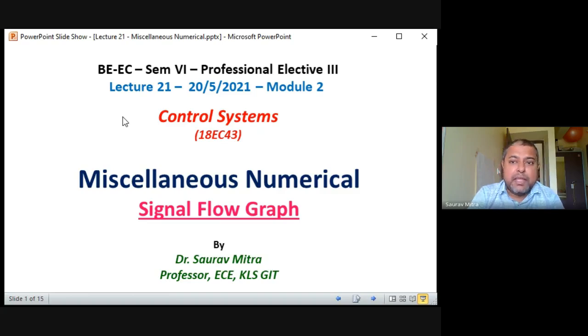Of big use. Anyways, so let me start with it. So I have put together some 6 numericals, and every numerical is different in its own way. The notes will be uploaded.